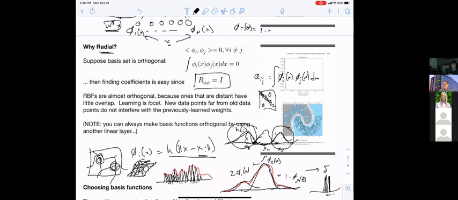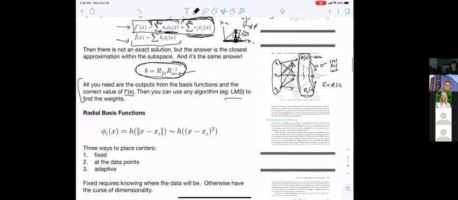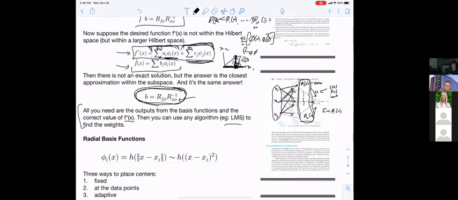If you have uncorrelated outputs, then learning under LMS becomes very easy. If you look at the LMS rule, suddenly, if these things are uncorrelated, this term disappears. Learning now is completely local.